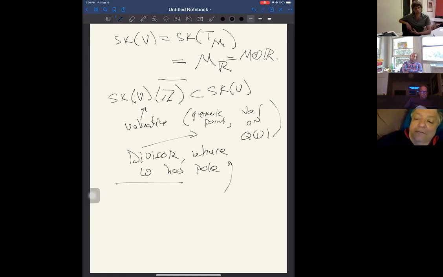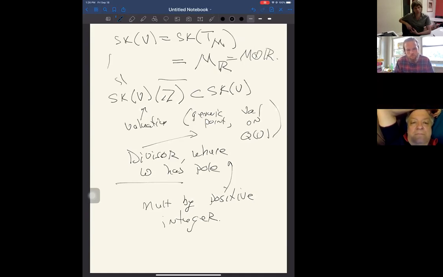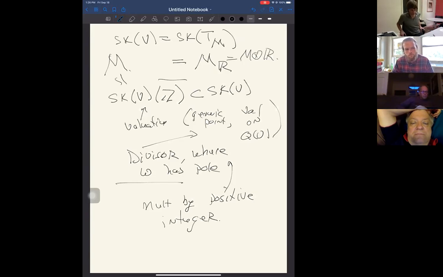You can multiply by a positive integer. So it's a positive multiple of the valuation given by a divisor in some compactification of V where omega has a pole. That's the integer points of the skeleton. And if there was a torus sitting inside, this would just be M, the place where you draw fans in toric geometry.